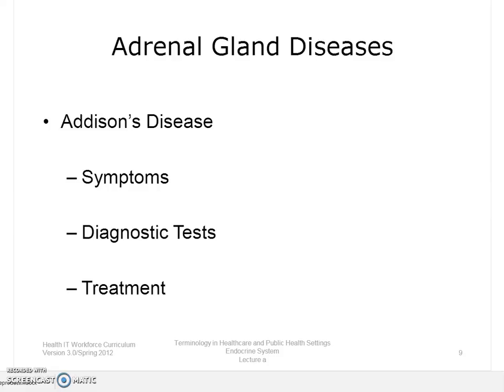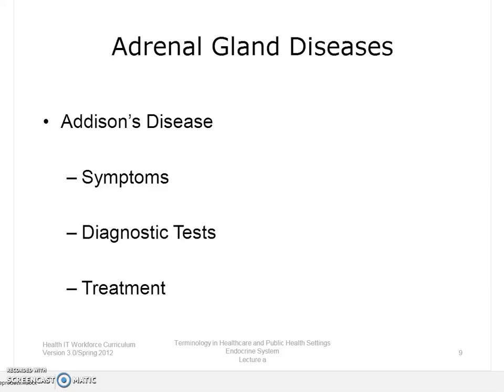One example of an adrenal gland disorder is Addison's disease. Addison's disease occurs if the adrenal glands don't make enough of the hormone that helps the body respond to stress, regulate blood pressure, and regulate water and salt balance.